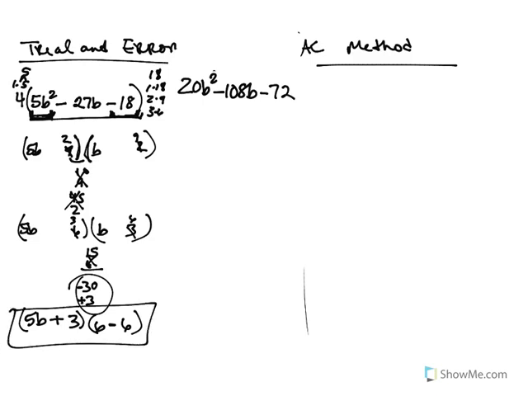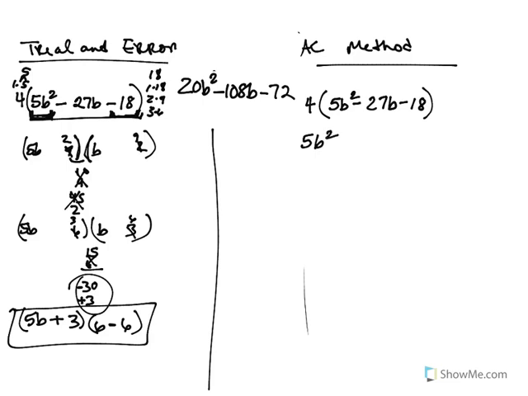All right. Now, the AC method, which is my favorite. We have the GCF. We factored that out: 5b squared minus 27b minus 18. So with AC, we're trying to factor. Oh, wait. I forgot to bring my GCF down at the end. Ugh, that always happens. Be careful, it's easy to forget it. So 4 times 5b squared minus 27b minus 18.